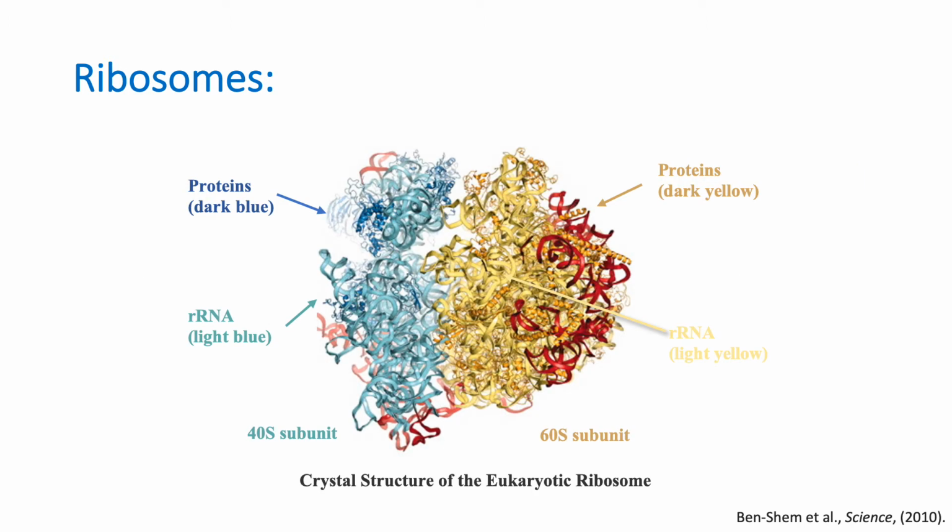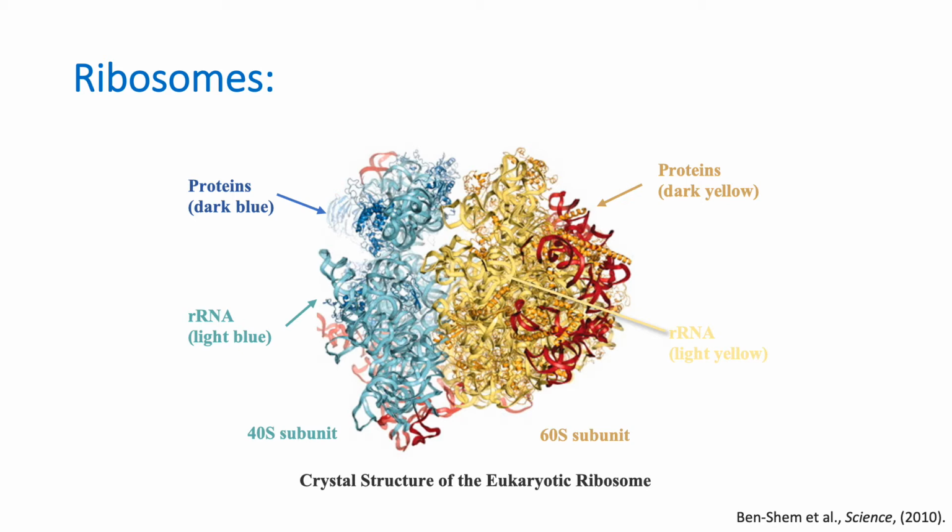Here is a crystal structure of the eukaryotic ribosome, showing how it's made up of a 40S small subunit, illustrated in blue, and the large 60S subunit, shown in yellow. In the structure, proteins marked with dark blue and yellow colors are located predominantly on the periphery of the ribosome, whereas rRNAs, marked with light blue and yellow colors, are located predominantly in the interior of the ribosome, with the rRNAs playing catalytic functions in the ribosome.